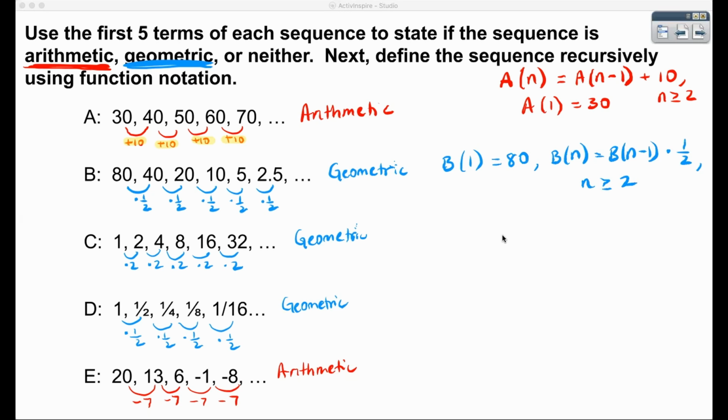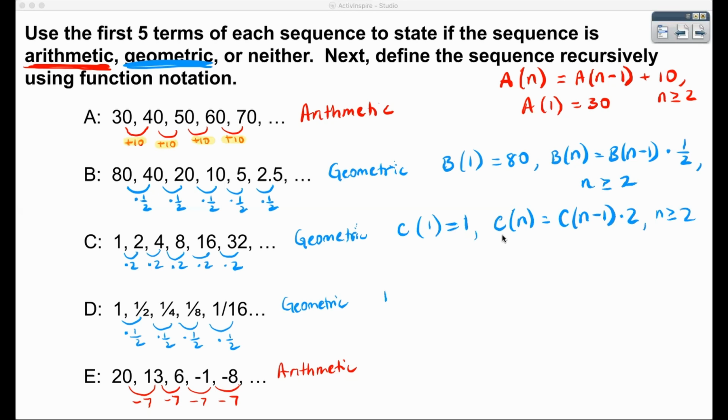All right, same idea for the third one. We know this is our function c. We know c of 1 is equal to 1. And we know our recursive definition is going to be written as c of n is equal to c of n minus 1. Again, what is this going to be multiplied by? Our growth factor of 2. So we know it's c of n equals c of n minus 1 times 2, where n, once again, is greater than or equal to 2.